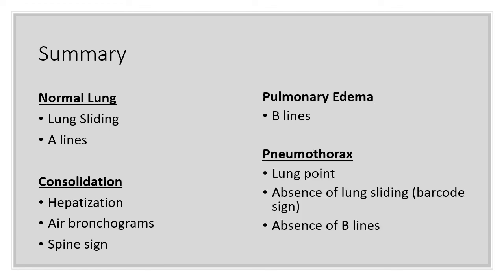And lastly, for pneumothorax, if you see a lung point, then that rules in a pneumothorax. But if you see lung sliding, then that rules out a pneumothorax at that location. And also if you see B-lines, then that rules out a pneumothorax at that location. That is all I have.